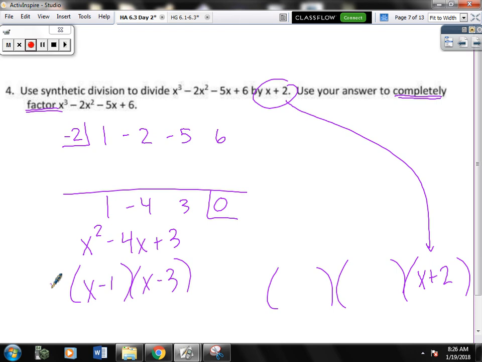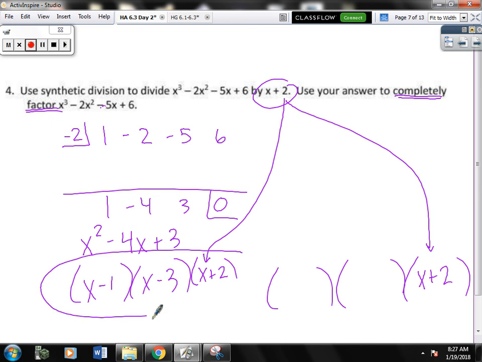Remember, if you were to FOIL this, you're not going to get back to the original equation. So you want to make sure that you bring that other term down with it, because it says completely factor this whole thing. So that is completely factored into this. If you wanted to, you could FOIL and distribute and make sure you get back to your original question. But it wants this completely factored. They're telling you this is one of the factors. You're just finding the other two. But to completely factor it, you need all three together to get your cubic back.